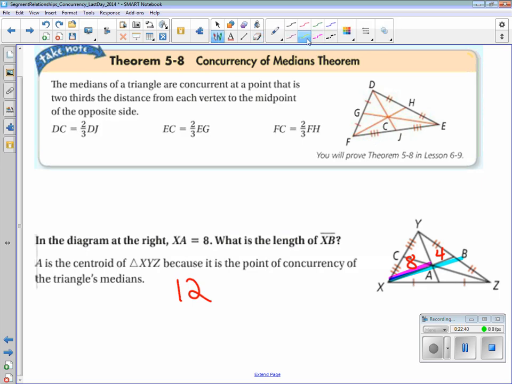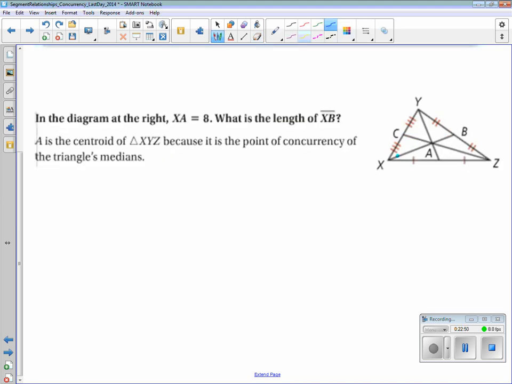Want to try another one? Get a little feel for it? Let me give you a different example. Same picture. What if I said that the length of AC is 3? What is the length of AC?